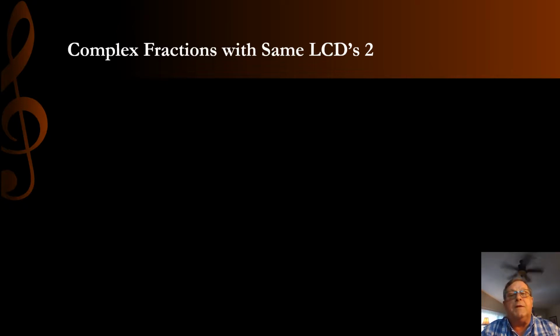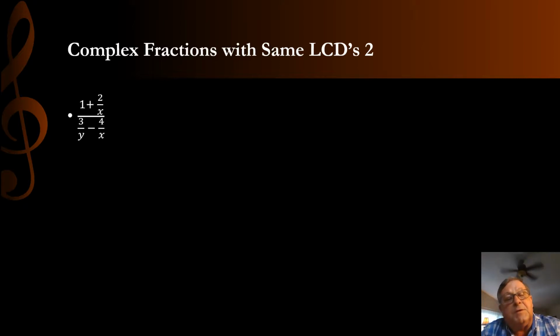And we got about 4 of these we're going to look at. So let's see if we can't get through it fairly quickly. So our first one, we got 1 plus 2 over x divided by 3 over y minus 4 over x. So let's look at what our denominators are.